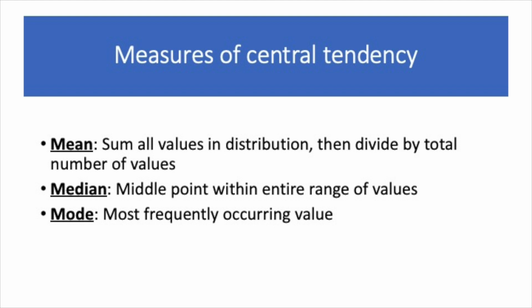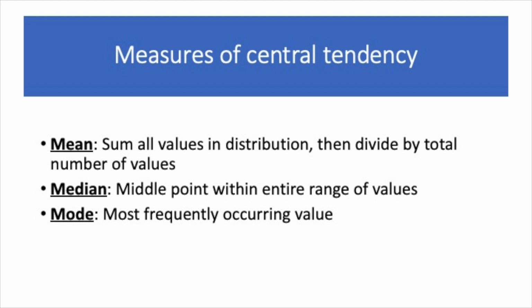The median is the middle point in the entire range of values. So if we were to line up all of our values from the lowest value to the highest value in order, what is our middle value? That would be our median. And then finally, the mode is the most frequently occurring value. So which value do participants report or have the most? These are 3 different ways of describing an interval ratio variable.